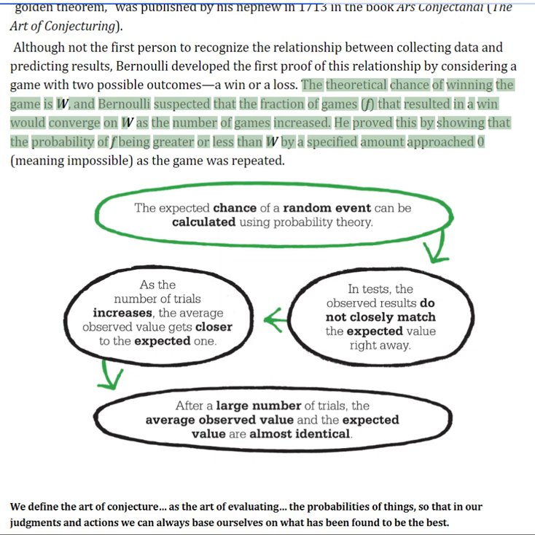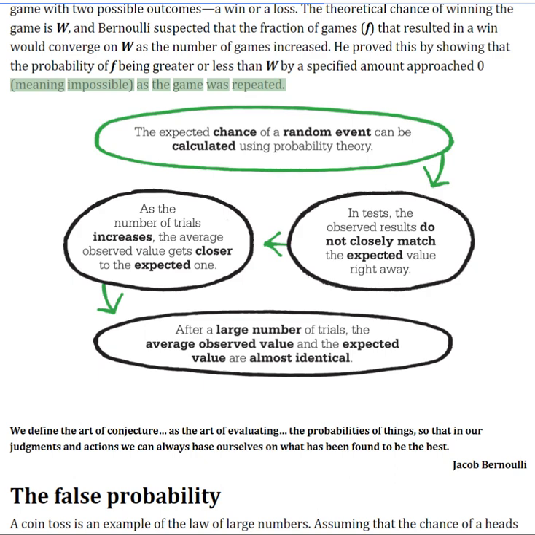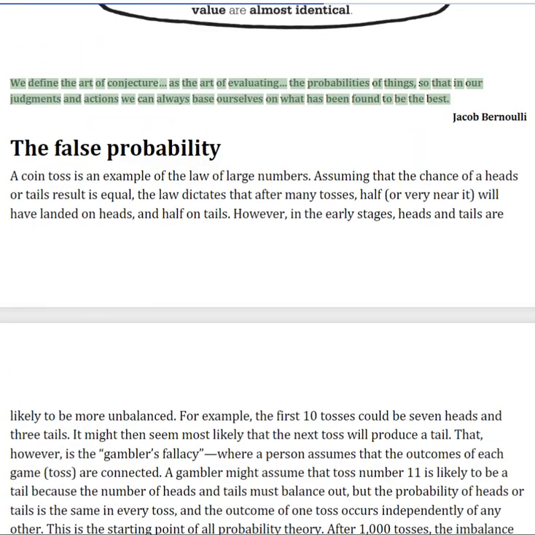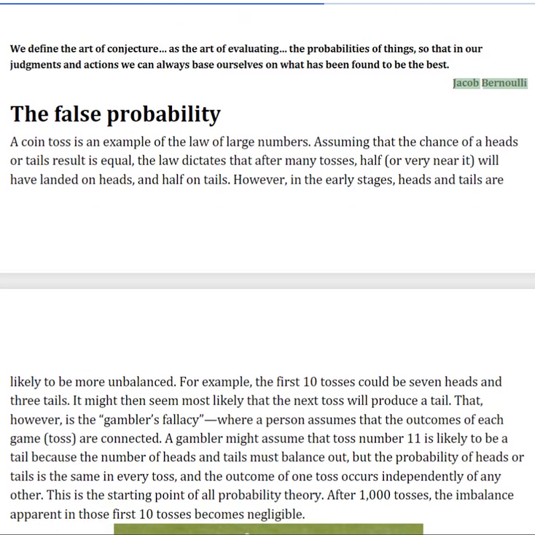He proved this by showing that the probability of F being greater or less than W by a specified amount approached zero as the game was repeated. "We define the art of conjecture as the art of evaluating the probabilities of things, so that in our judgments and actions we can always base ourselves on what has been found to be the best." Jacob Bernoulli.